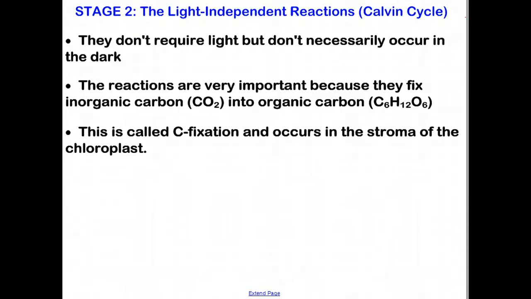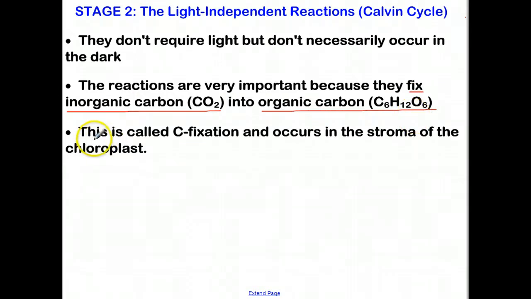And so the three main points for this stage. Now this stage resembles very closely the things that happen during our Krebs cycle, but we're not going to go into as much detail as we did with our cellular respiration. I'm going to focus in on what I want you to know out of this cycle. So the first thing you should know is that they don't necessarily require light, but they can happen in the dark if they need to. The reactions are very important because they fix inorganic carbon in the form of carbon dioxide to organic carbon in the form of glucose.